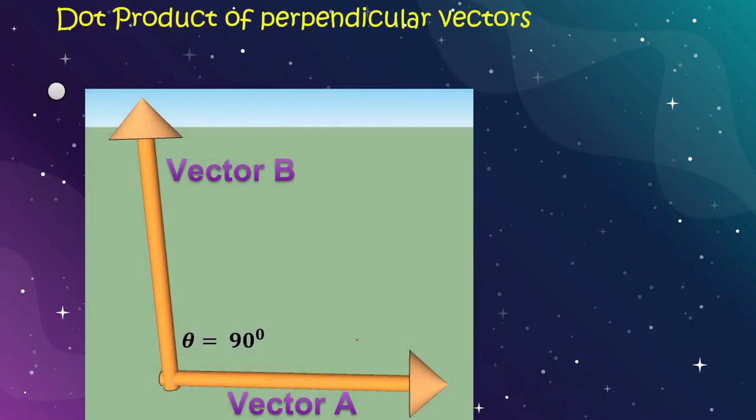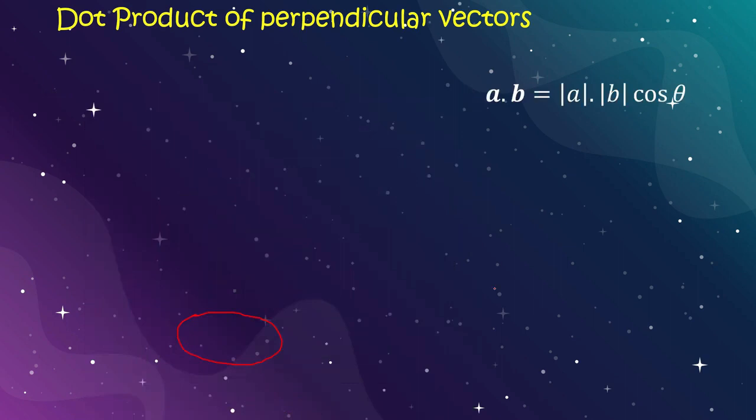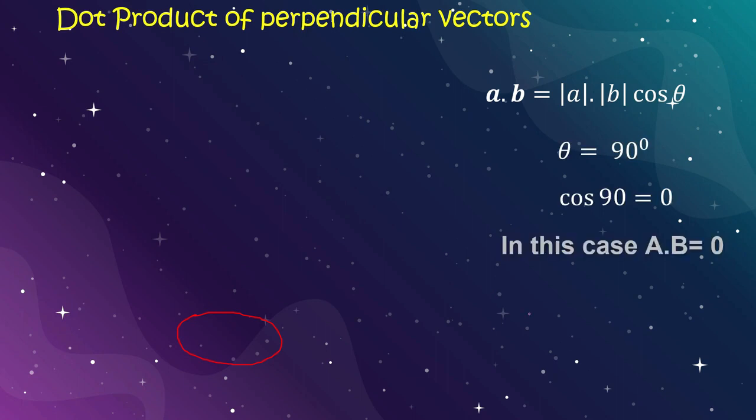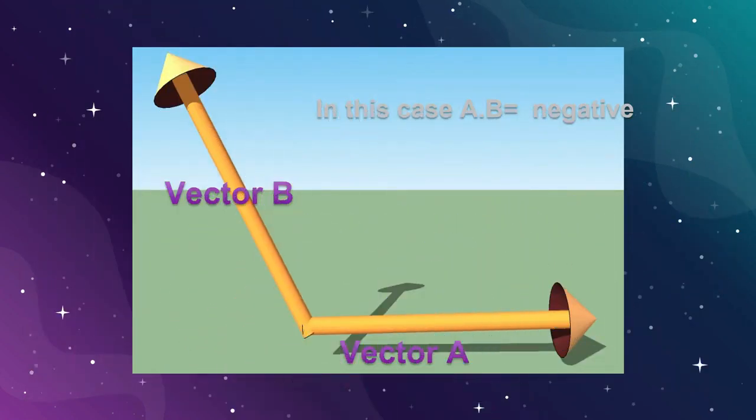If two vectors are perpendicular to each other, that means if their angle is 90 degrees, then what will we do? We will consider cos theta as cos 90, which is nothing but 0. So, in this case, the dot product of perpendicular vectors will become 0. Similarly, if we take the dot product at an angle which is larger than 90 degrees, then we will get the answer in negative.